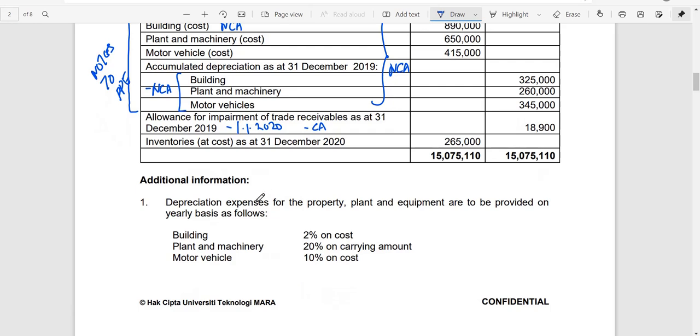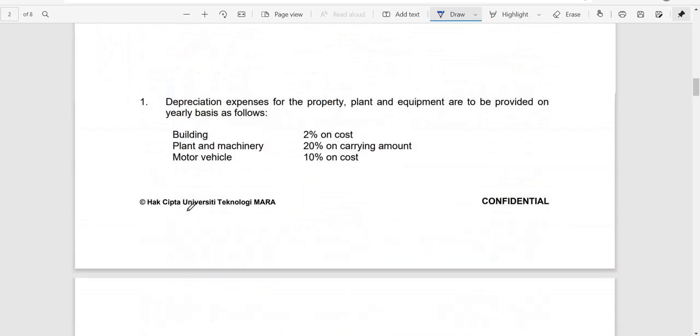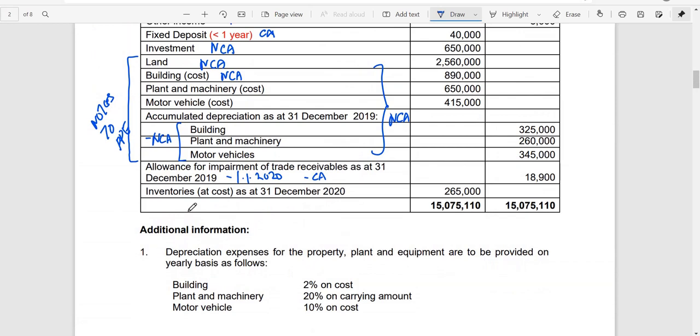So you can do your template first, but what I'm going to do is the additional information first, and then only will I be doing the preparation of the statement of profit or loss, right?